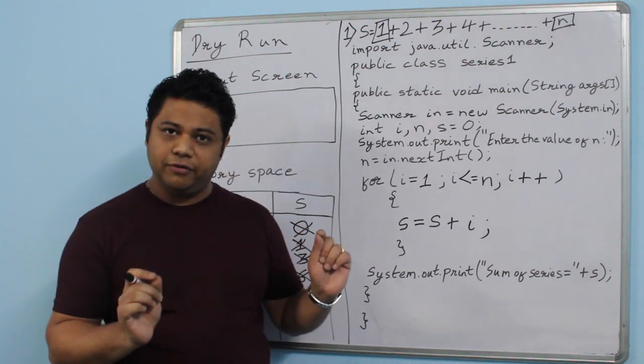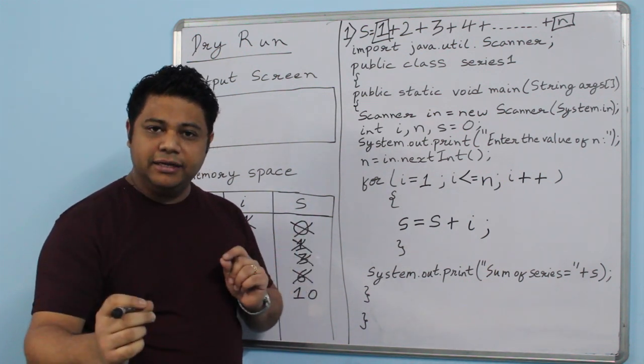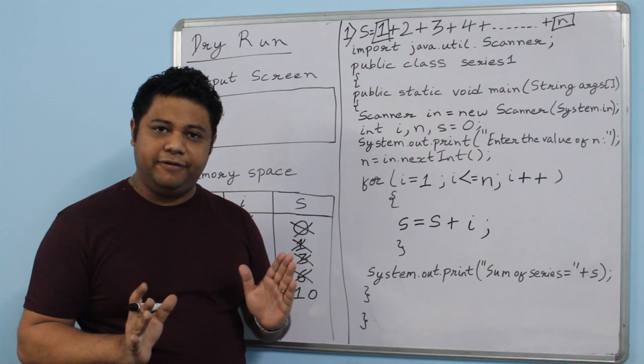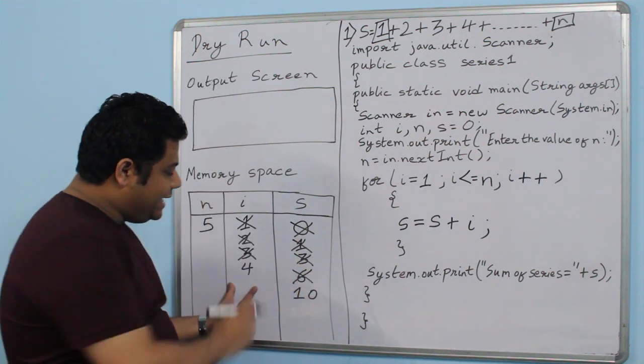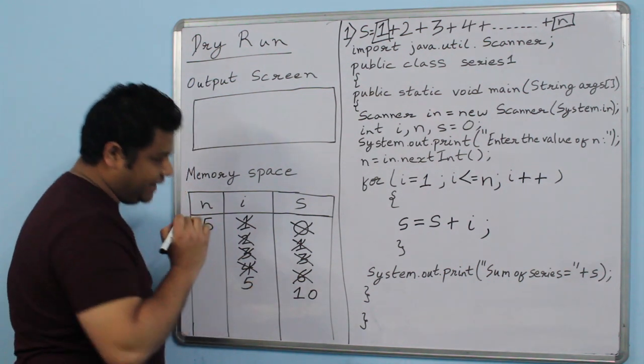I hope you are following over here. If you can't follow it, you can just pause the video and check, and again you can start, and again you can pause, so you can do that. Now the value of I again increments by 1. Now the value of I becomes 5.